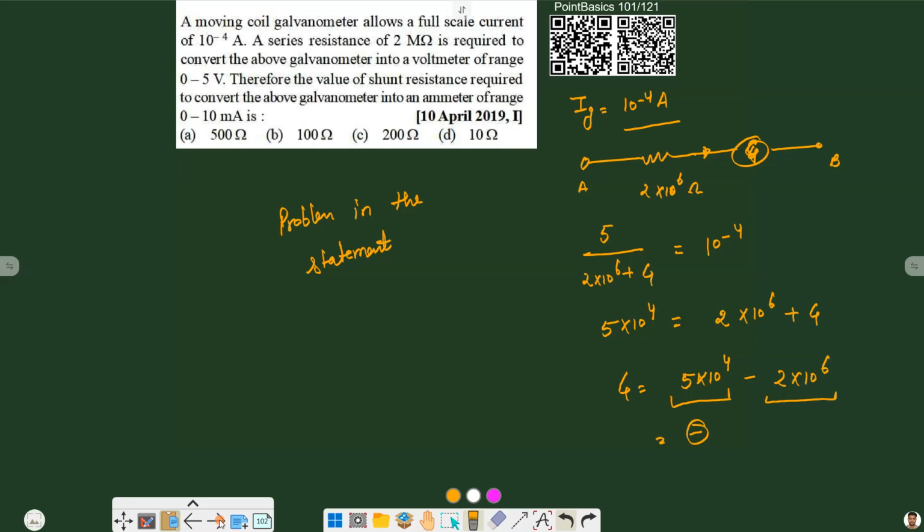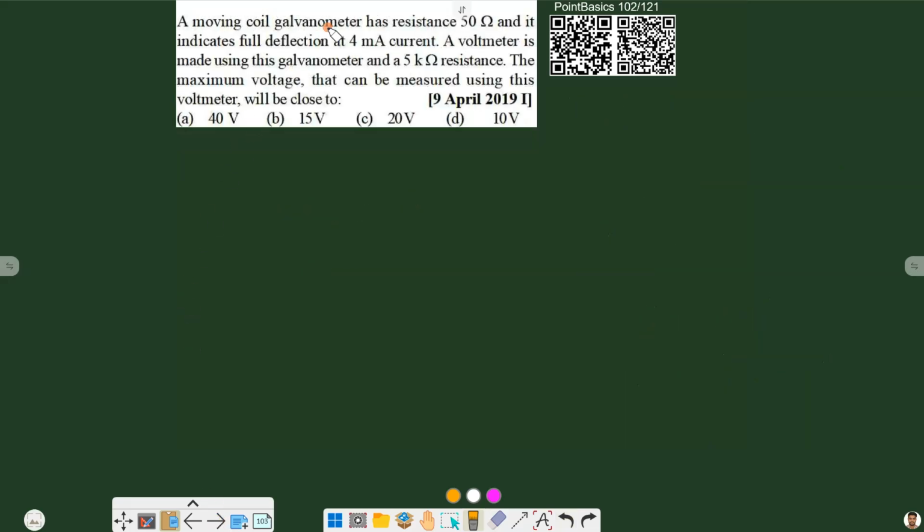Moving to the next one. Moving coil galvanometer has a resistance of 50 ohm and it indicates full deflection at 4 milliampere current. So Rg, resistance of galvanometer, is 50 ohm and current Ig is equal to 4 milliampere. Voltmeter made using this galvanometer and a 5 kilo ohm resistance, maximum voltage can be measured. So we have to find out what is the maximum value of voltage which can be measured if we add a 5 kilo ohm resistance in series with this.